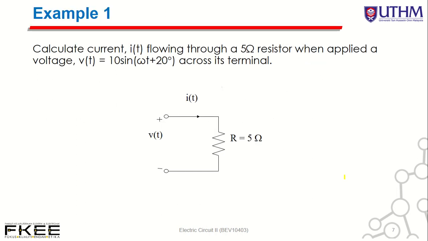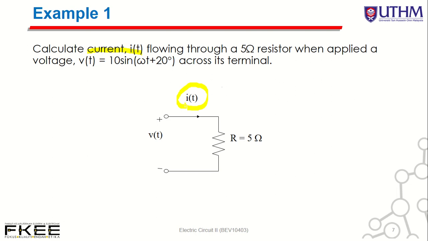Okay, look at example number 1. Given the circuit, given VT and R, calculate the current IT in the time domain flowing through a 5 ohm resistor when a voltage VT equal to 10 sin(omega t + 20 degrees) is applied across its terminals. We have a voltage in the time domain, and a resistance equal to 5 ohms. So the question is, what is the value of the current? How do we determine the current?